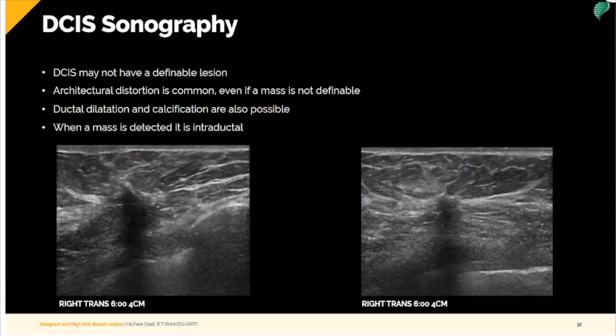Architectural distortion is a common finding, even if a mass is not definable. You might also find dilated ducts with shadowing caused by these calcifications within the duct. A mass in the duct may be seen similar to what we talked about for a papilloma.